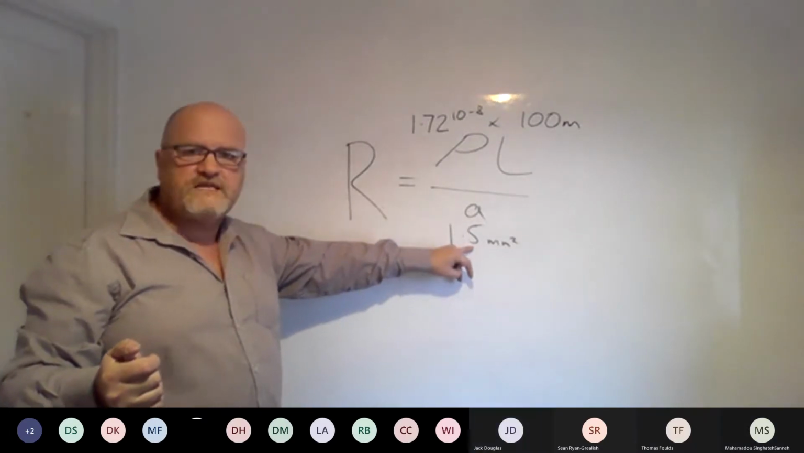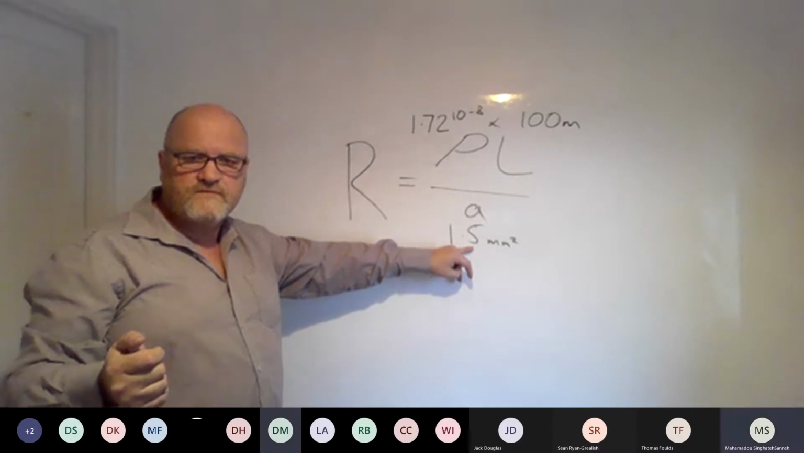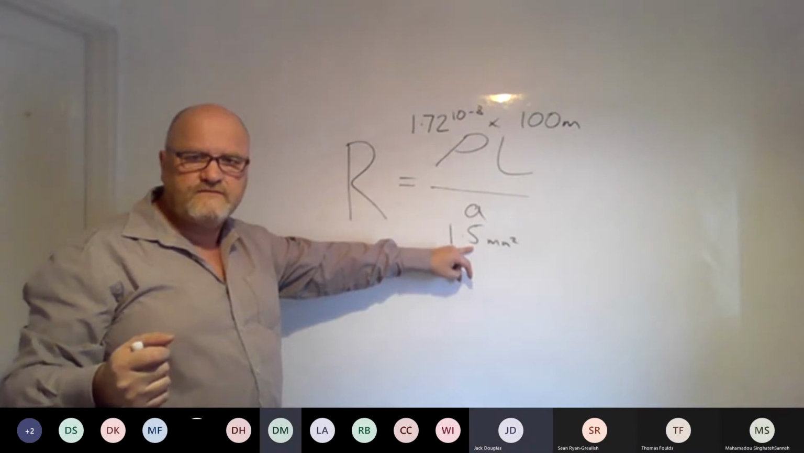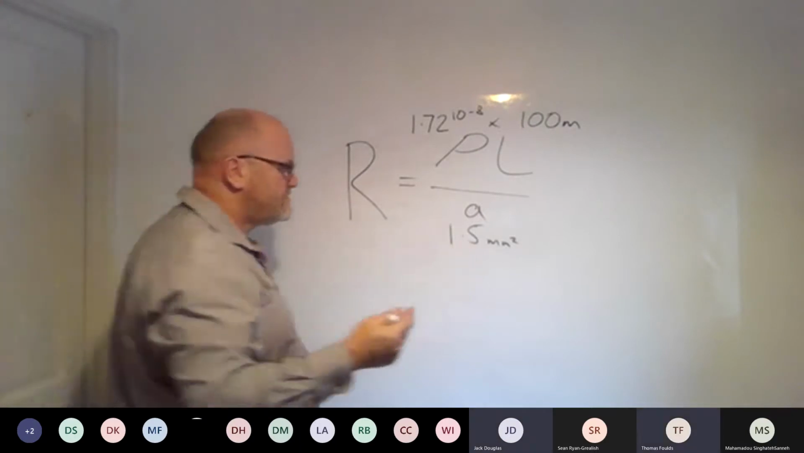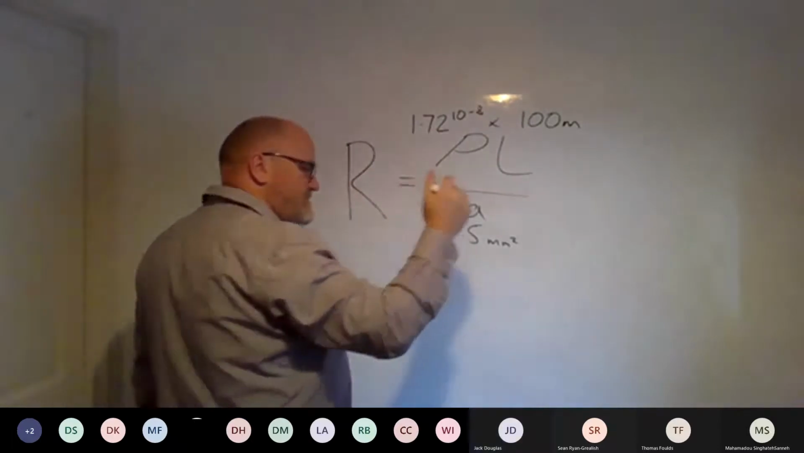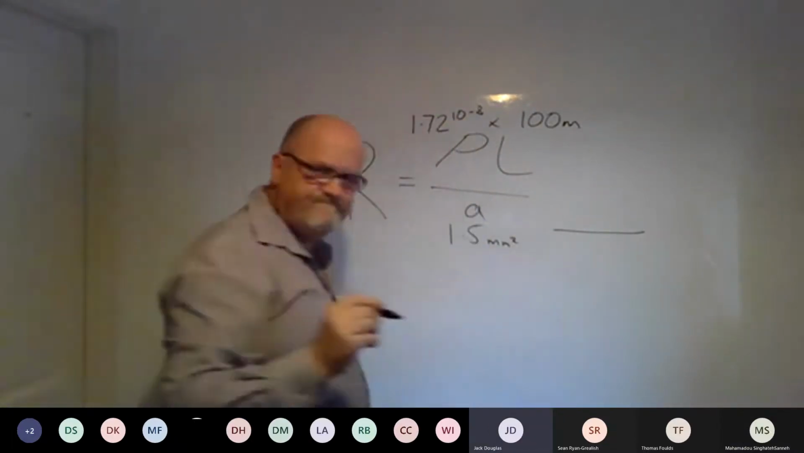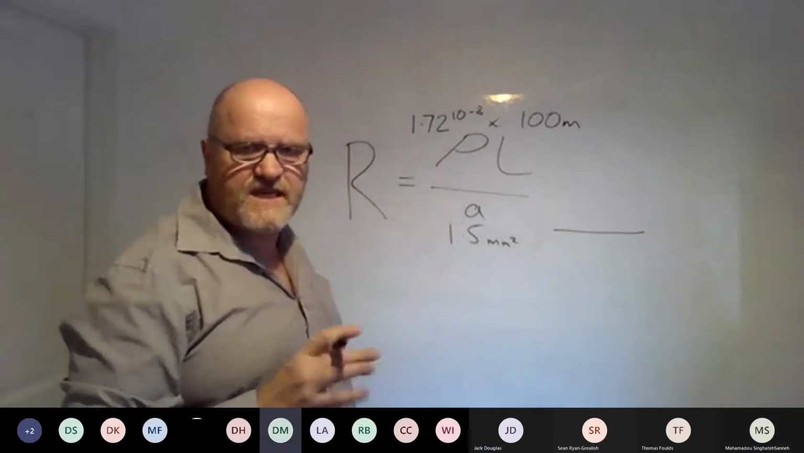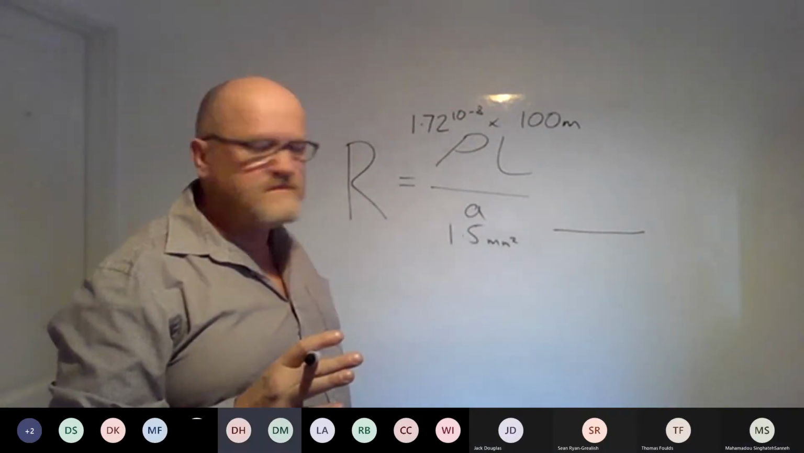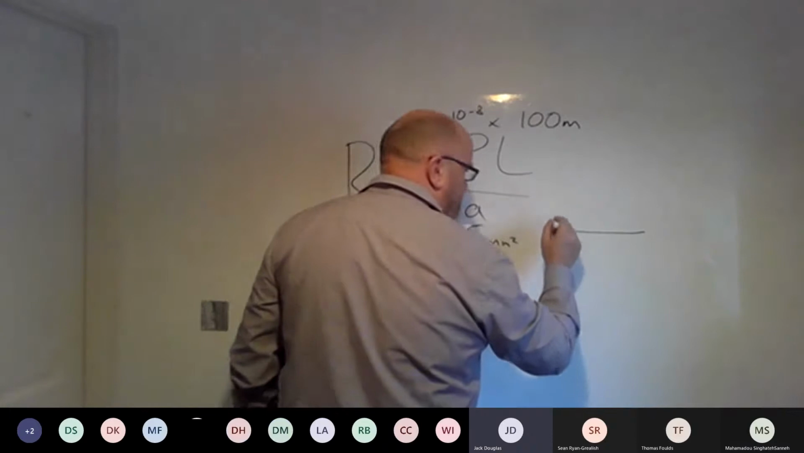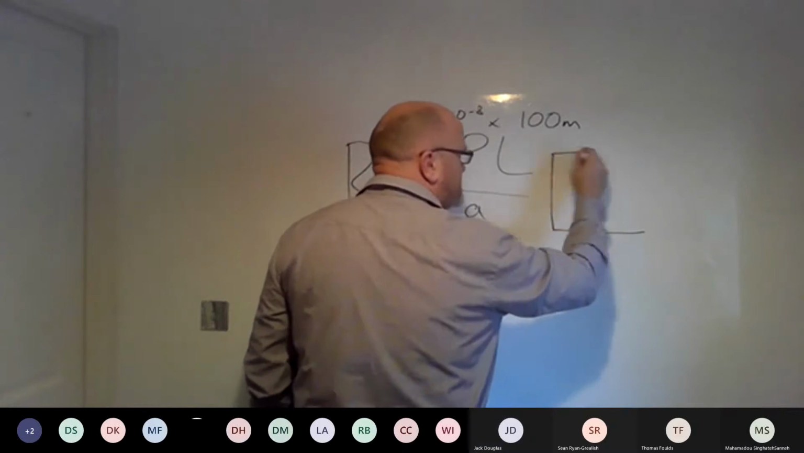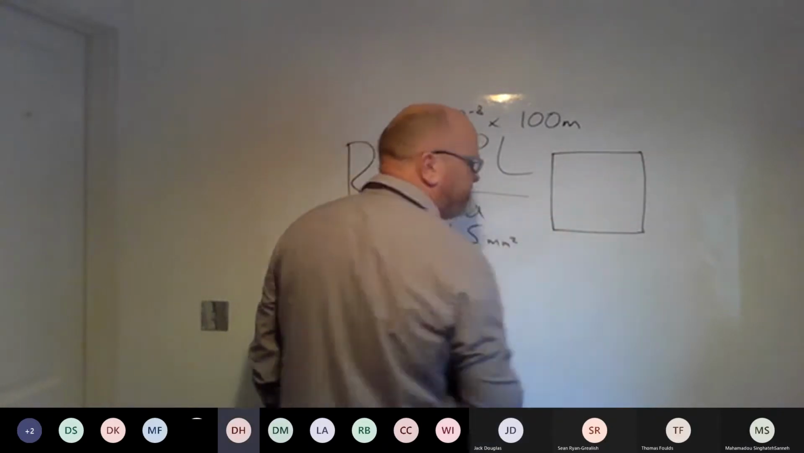I would convert millimeters back to a meter. Square meter. Times by 10. Right. How many millimeters in a meter? 1,000. Yeah. 1,000. How many square millimeters in a square meter?